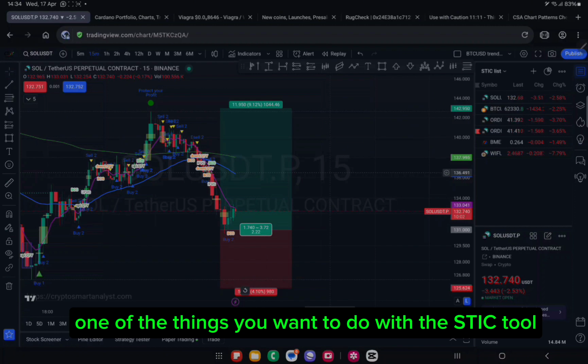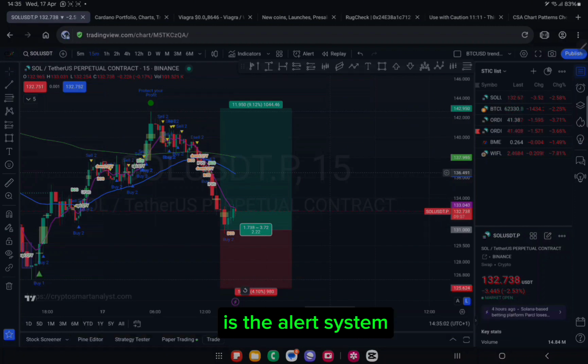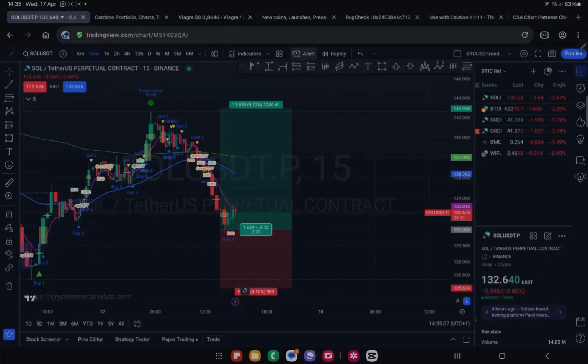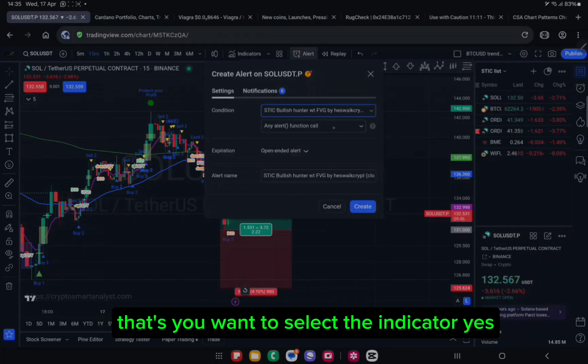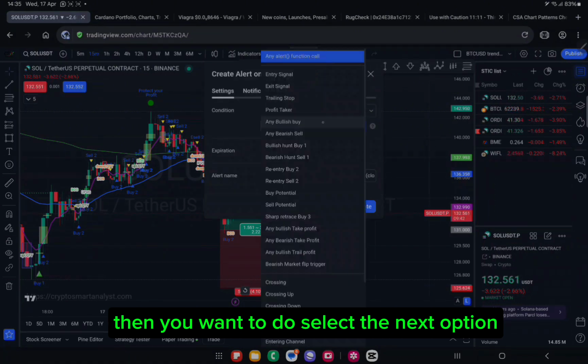One of the things you want to do with the Stic tool, which is one of the good features about the Stic tool, is the alert system. TradingView gives you the opportunity to set your own alert. So you want to go to alerts, click on alerts, then select Stic. You want to select the indicator, which is the indicator. Then you want to select the next option.